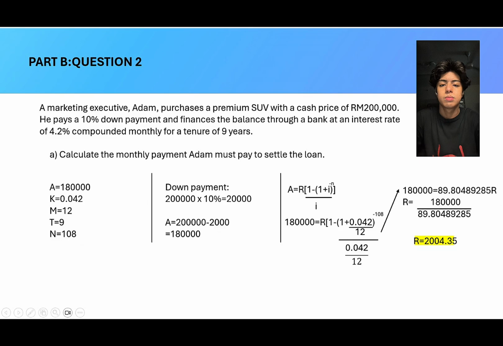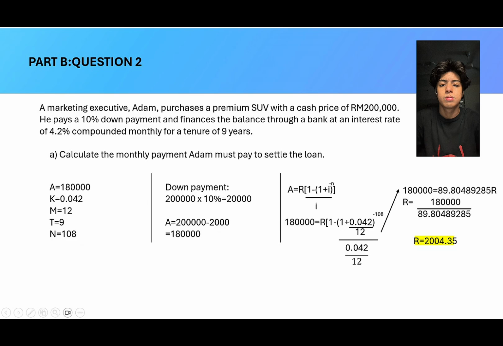After the down payment, let's move on to find R. The formula to find R is A equals R times [1 minus (1 plus i) to the power of negative n] over i. The numbers have been put into the formula. The calculation says 180,000 ringgit equals R times [1 minus (1 plus 0.042 over 12) to the power of negative 108] over 0.042 over 12.